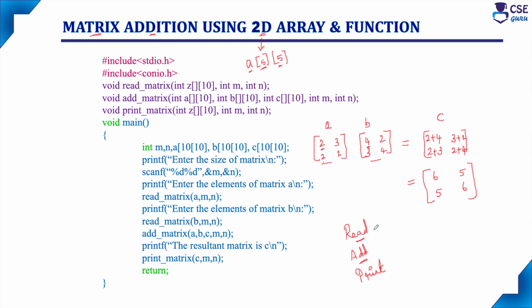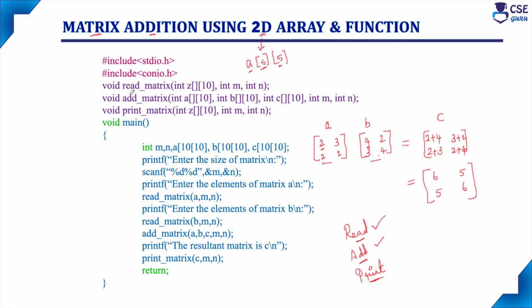One user-defined function to read the matrix values of A and B, that is the input values. The second user-defined function to add the matrices A and B; that procedure will be done with this user-defined function. To print the output, that is the resultant matrix, we have to use print matrix. So we are going to use 3 user-defined functions here, and this is the main function.